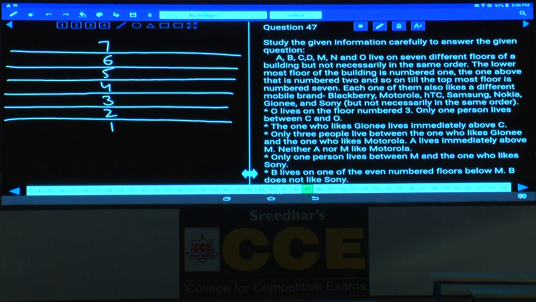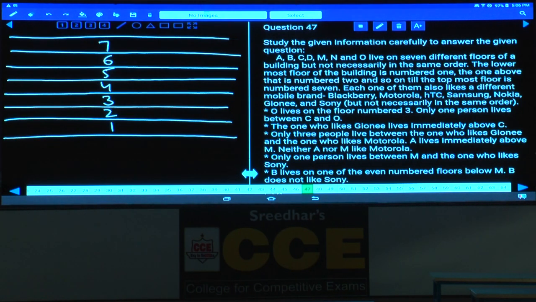Then condition number 1. Tell me what is condition number 1 here? O lives on floor number 3, clearly specified, hence O will be here. Only one person between C and O. As only one person between C and O, how many possibilities do we have? C can be either on the 5th floor or C can be on the 1st floor. Hence there are 2 possibilities. As there are 2 possibilities, we are writing these 2 simultaneously.